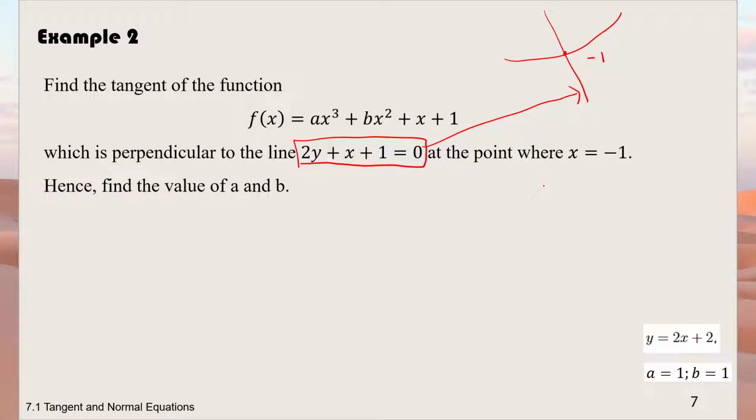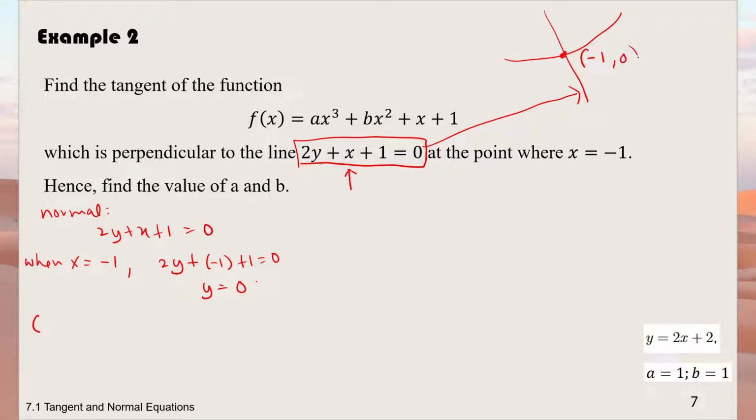Okay, now we know this by substituting. I have my normal line, 2y plus x plus 1 equals 0. So when x equals negative 1, 2y plus negative 1 plus 1 equals 0, so y equals 0. So I'm going to have my point over here, which is negative 1, 0.